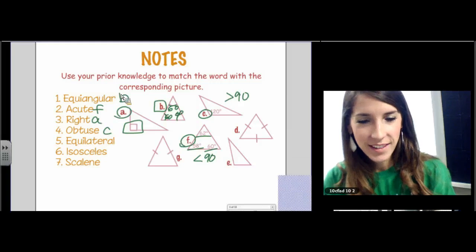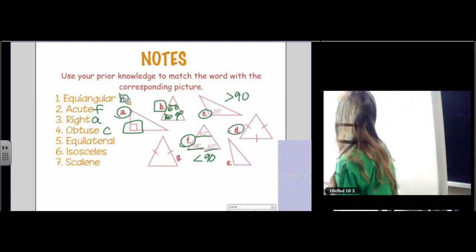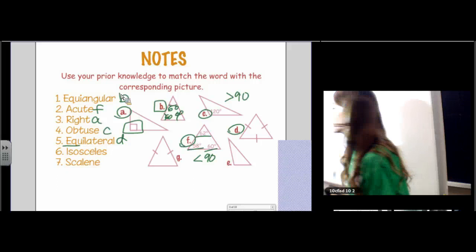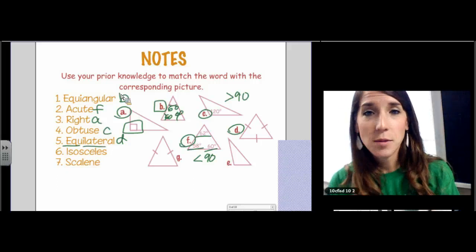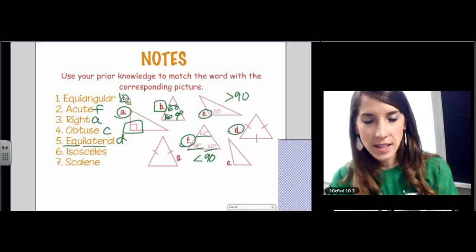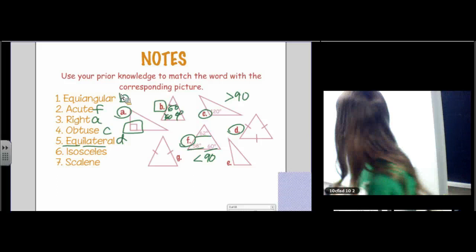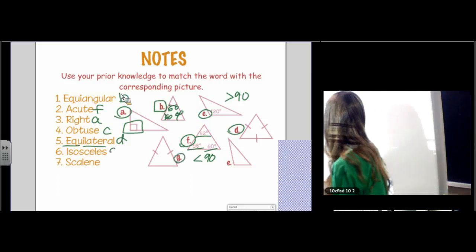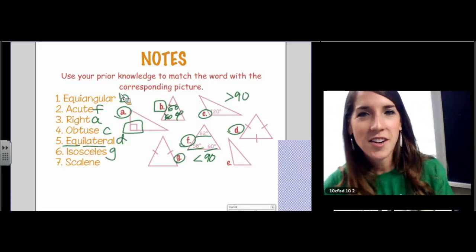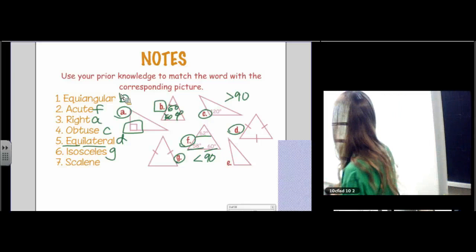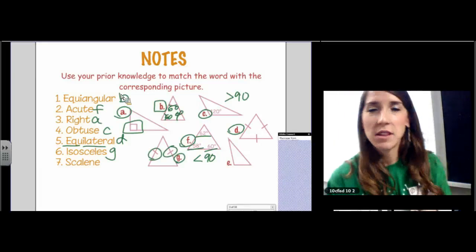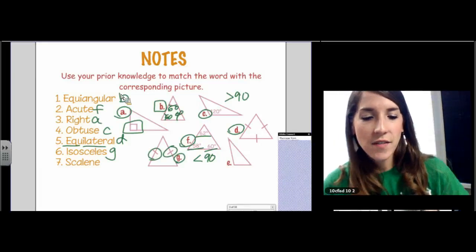Equilateral. D. Equa means equal, and lateral means of a side, so equal sides. Isosceles. Y'all are cracking me up. G. Very good. We'll learn later that isosceles means we have at least 2 sides congruent, so that's what those tick marks display. And then finally, the last one.